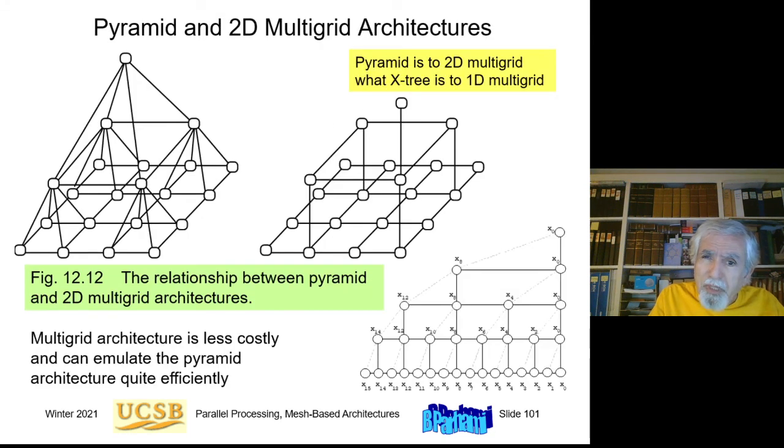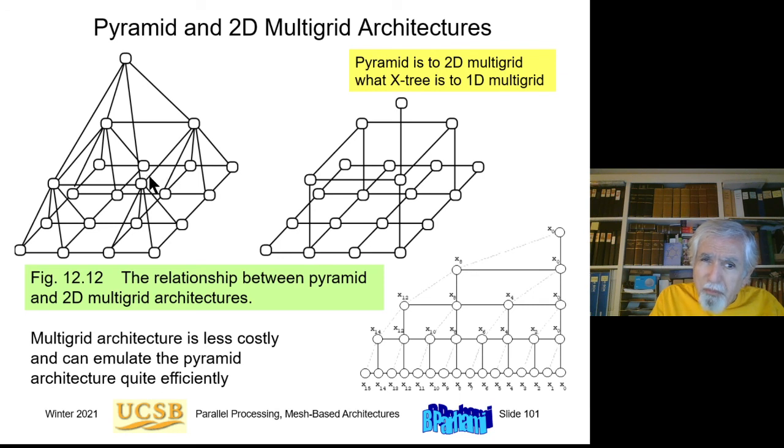This is a two-dimensional layout of a pyramid. This is a 2D multigrid, which is basically a poor man's pyramid. Instead of the apex being connected to all 4 of these nodes, it's connected to just one of them. Similarly, this one, instead of being connected to 4 at the lower level, is connected to just one.